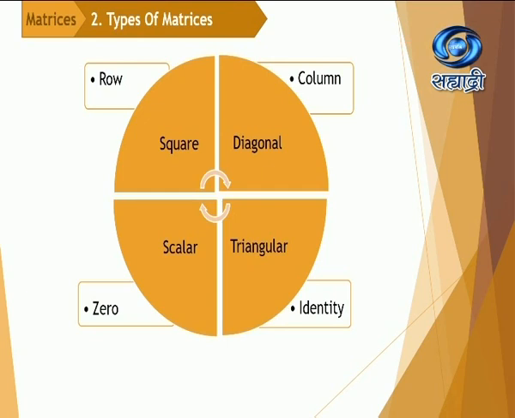The next point, which is important, is types of matrices. Here are some types: row matrix, column matrix, square, diagonal, scalar matrix, triangular matrix, zero matrix and identity matrix. So let us see one by one.